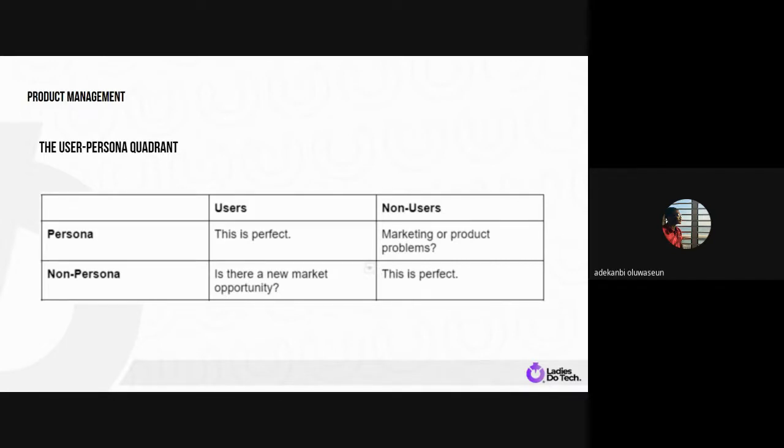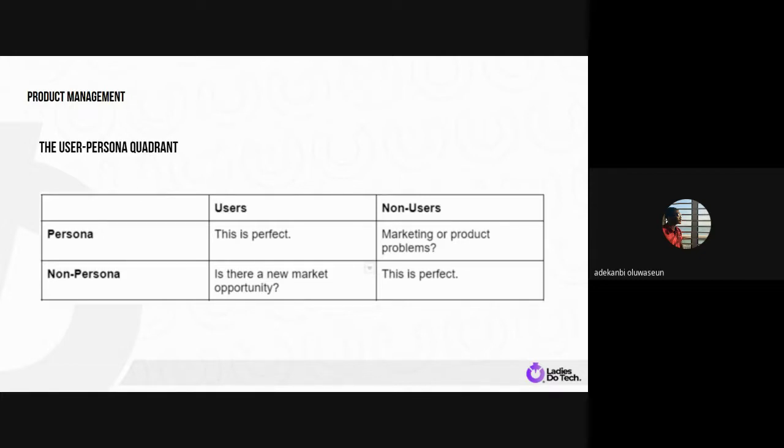So that's perfect. Now, when your personas are not users of your platform, you have to check that the people who are using your products are not the people you intended. They are not your personas. What you want to do as a product manager is assess it. You want to measure two things. The first one is, are we doing proper marketing? Are we sure our marketing is done properly? You also ask, are we also sure we are building the right product?